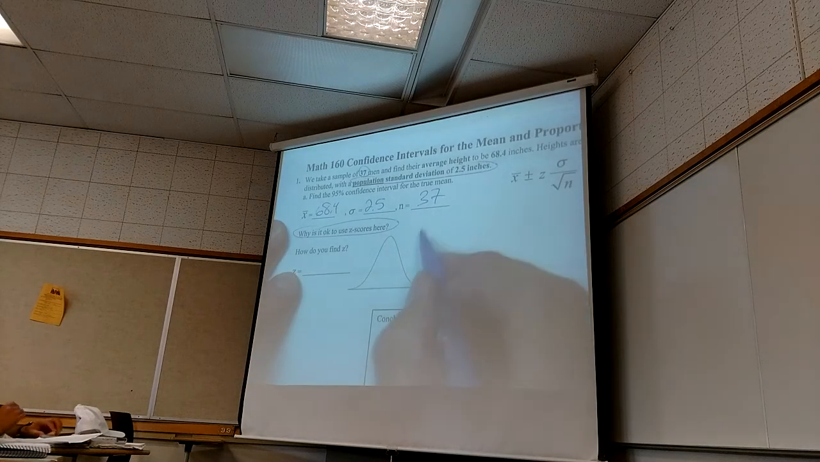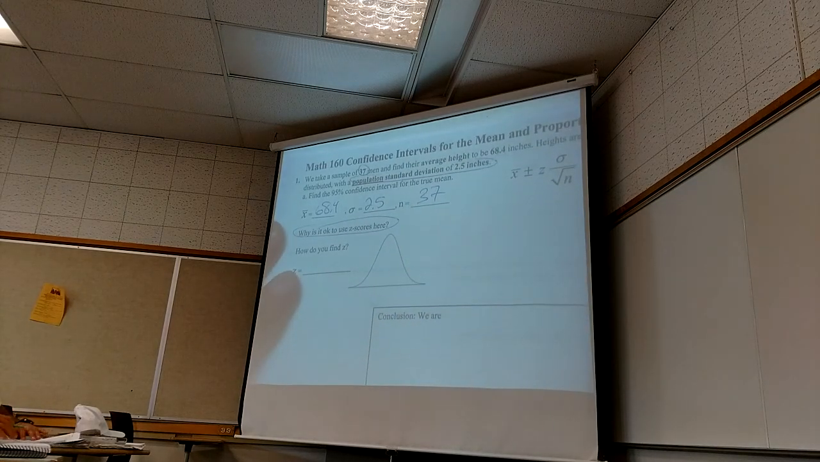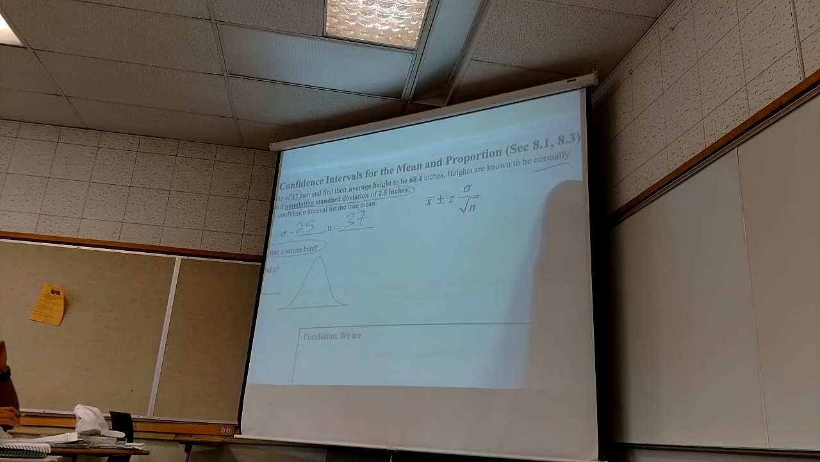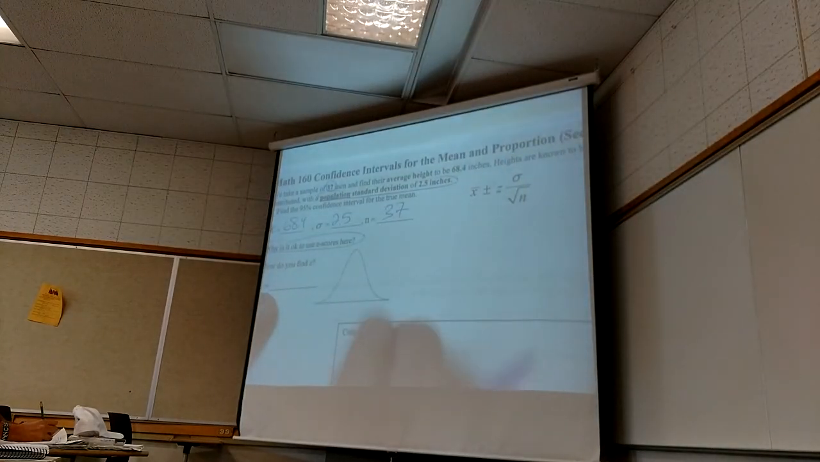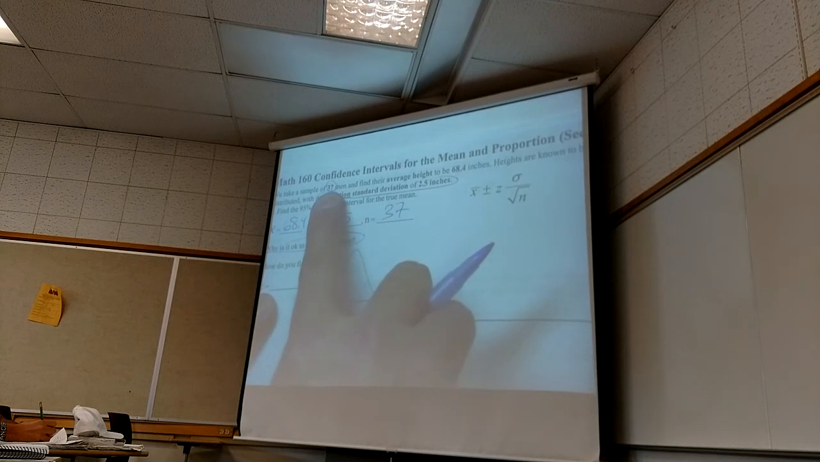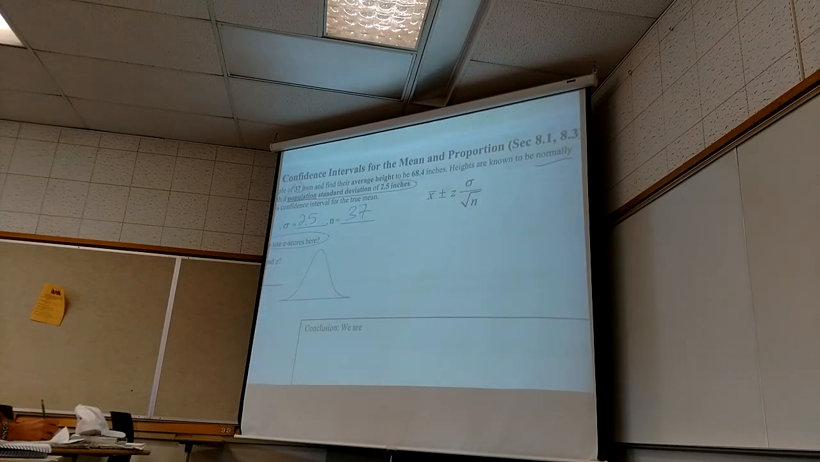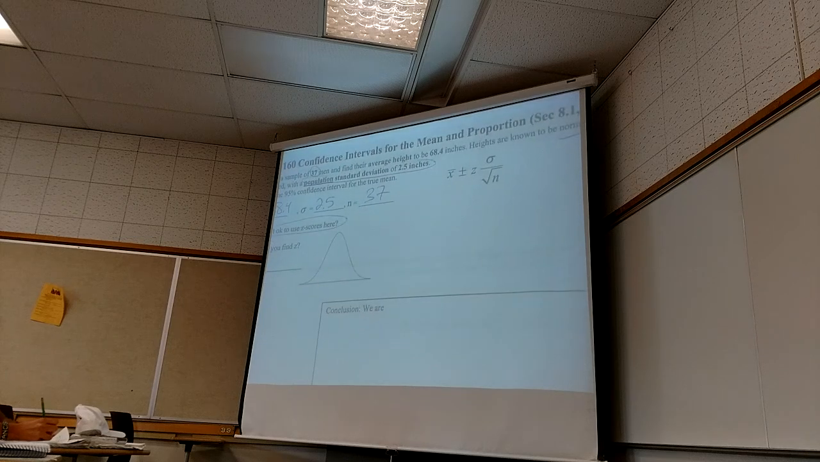Why? There you go. Plus, even if it didn't say it was normal, why is it still okay? It's over 30. Good, central limit theorem here. We got a sample size greater than 30. But it says it's normal, so it doesn't even matter. So what's the Z-score?